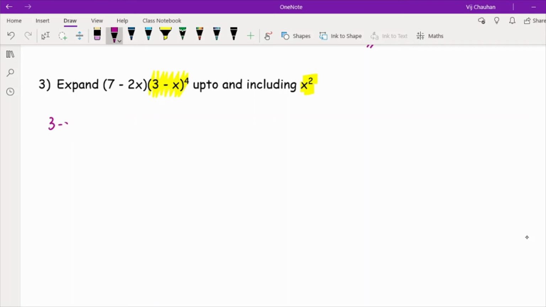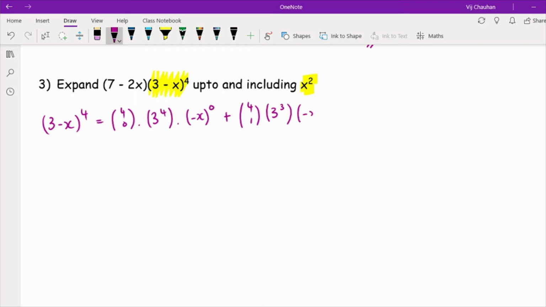So here I've got (3 minus x) to the power of 4, and that's going to equal, doing the expansion, 4, 0. Again, using the method of the 3 columns, I've got my first number, which is 3, and that starts high, and the second term, which is minus x, and that starts low. So that's my first term, and that's going to give me my constant. The next one is going to give me 4, 1, which is Pascal's number. Then this first term, lowering the power by 1, and then I've got minus x to the power of 1, plus 4, 2, and then 3 squared, and then minus x squared.